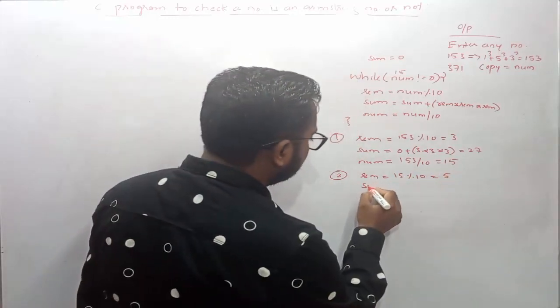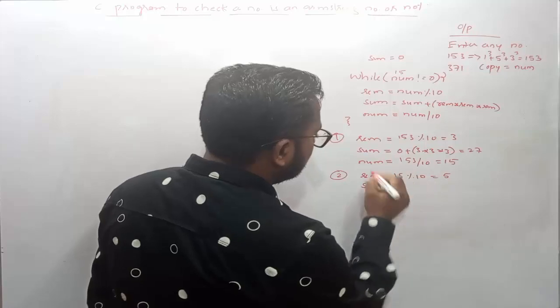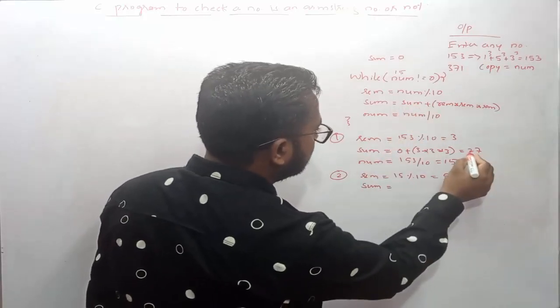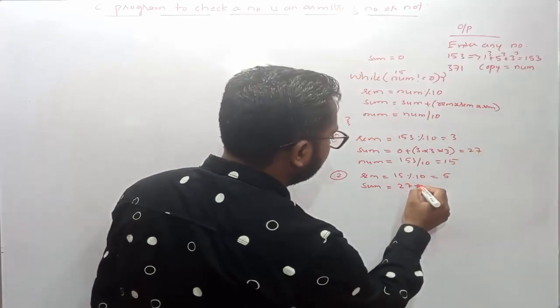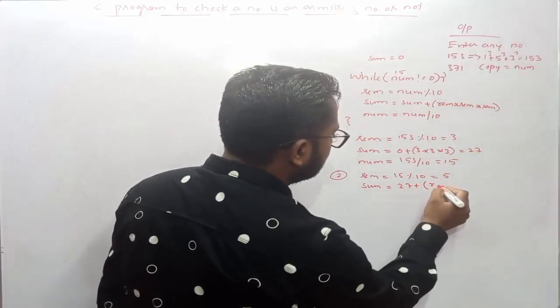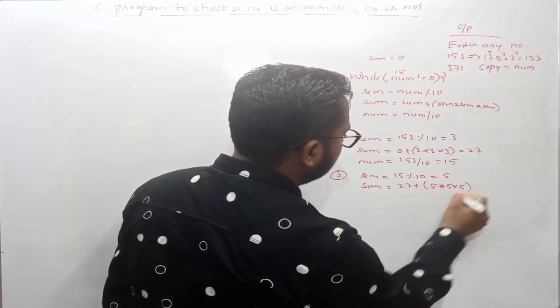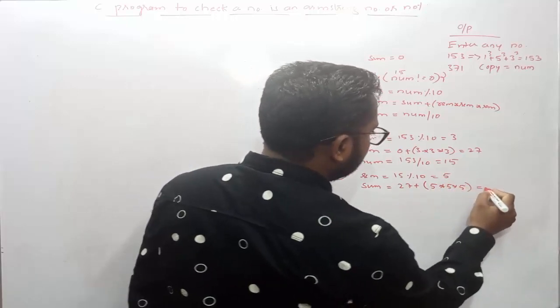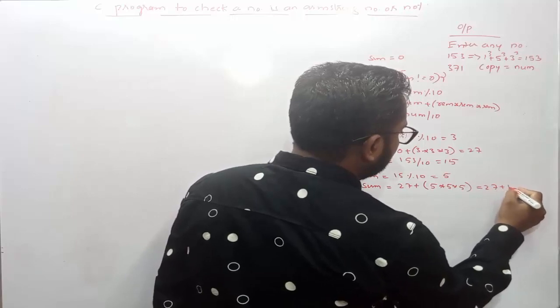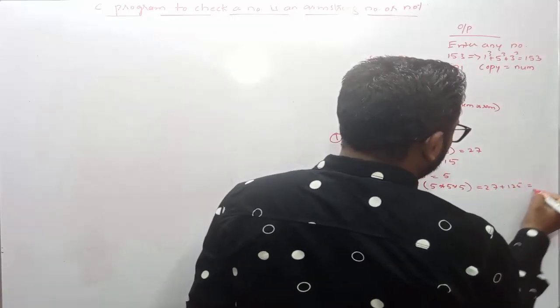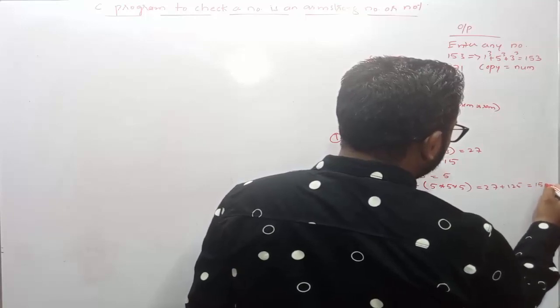Then we will perform the sum. Sum equals sum. What is the value of sum in the first iteration? 27. 27 plus reminder. Reminder value is 5, 5 into 5 into 5. And we will get 27 plus 125, which equals 152.